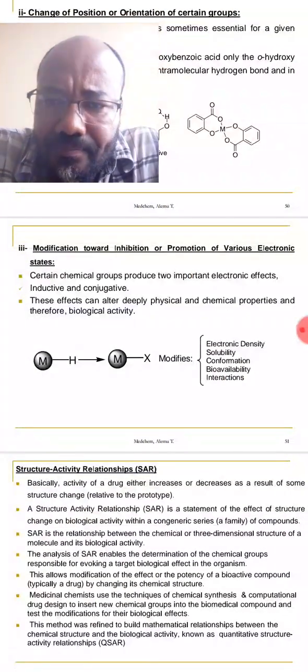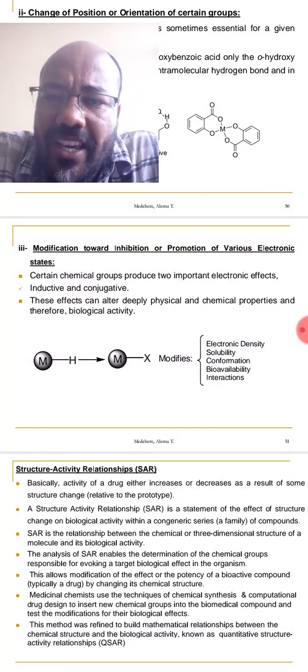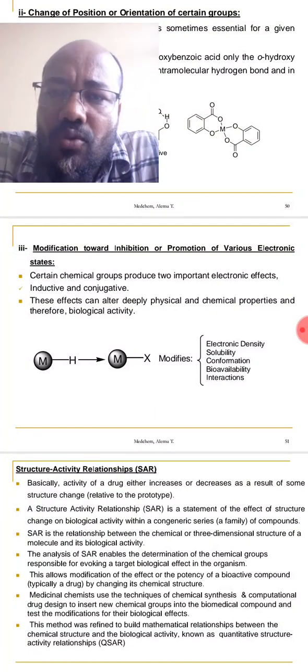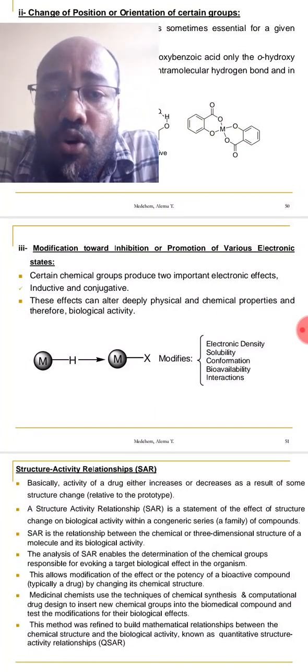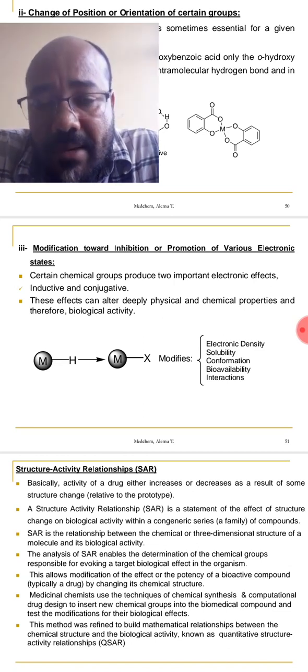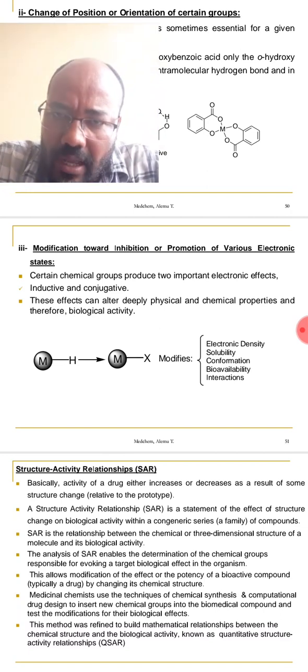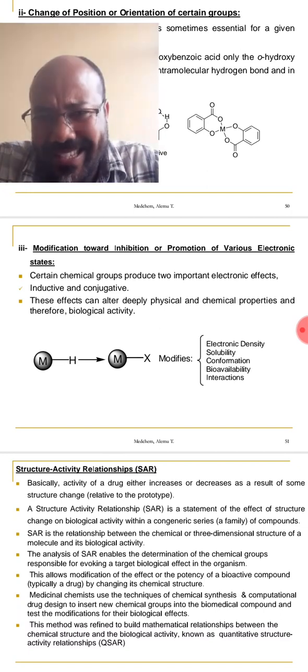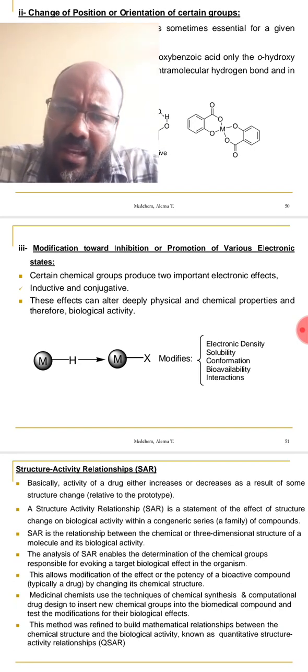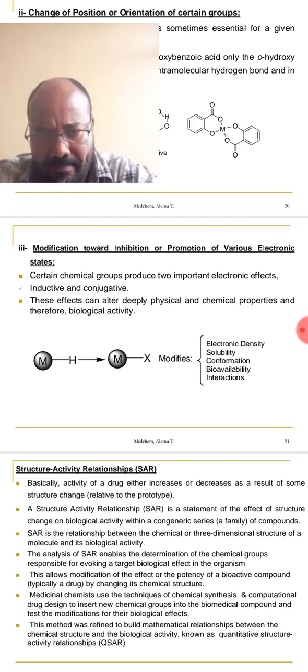The other one is modification towards inhibition or promotion of various electronic statuses, changing the electron density, changing the affinity of some groups. For example, I have a drug M here.